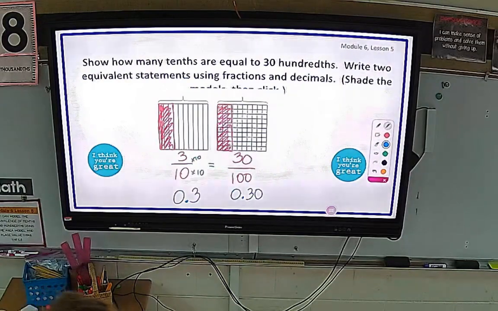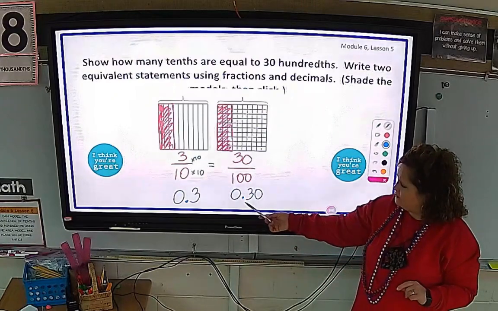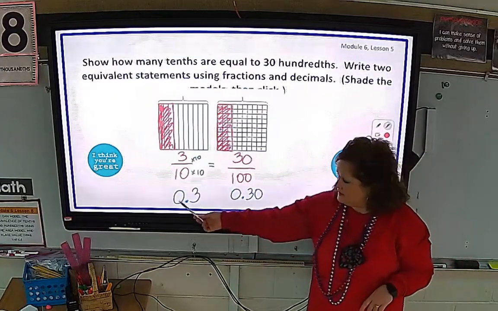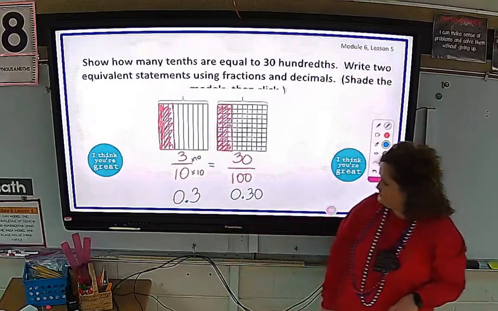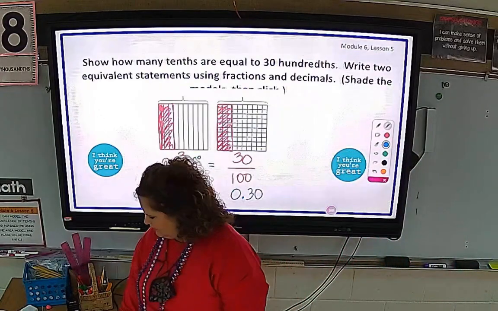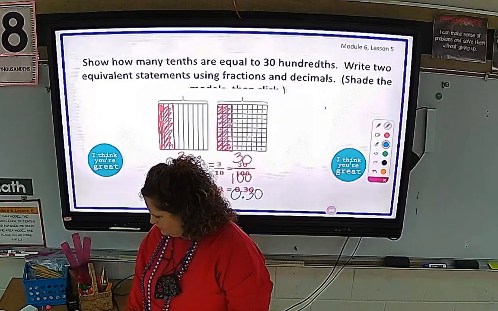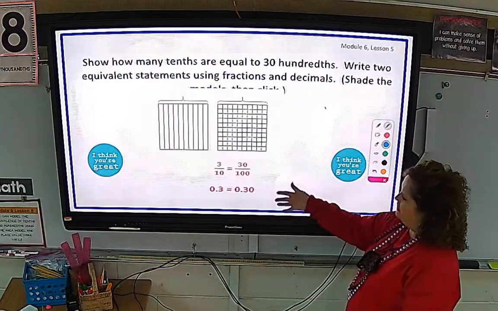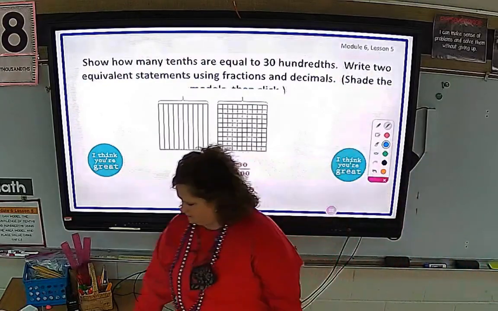Okay, we've got 0.30, thirty hundredths, or 0.3, three tenths. Okay, you'll see that a whole lot. Let's keep going. All right. You can see they have the same thing right there. Let's go. Okay.